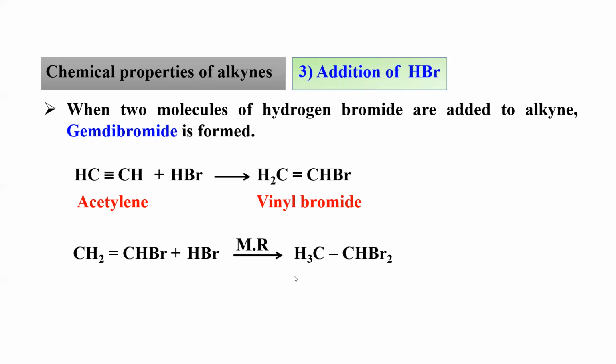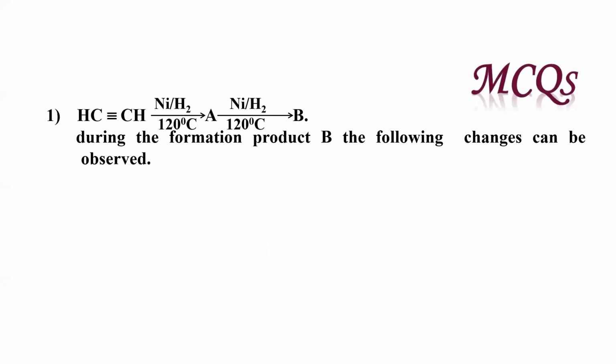Now, when will this reaction follow anti-Markovnikov's rule? Yeah, when in the presence of a peroxide. So if I have a peroxide and HBr, then anti-Markovnikov's rule or Kharasch effect or peroxide effect is what is seen. Clear? So let's solve a few MCQs here.